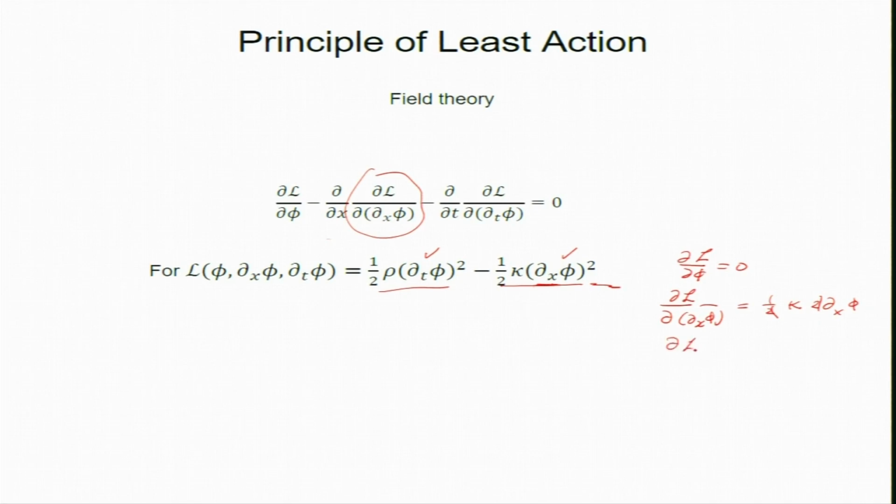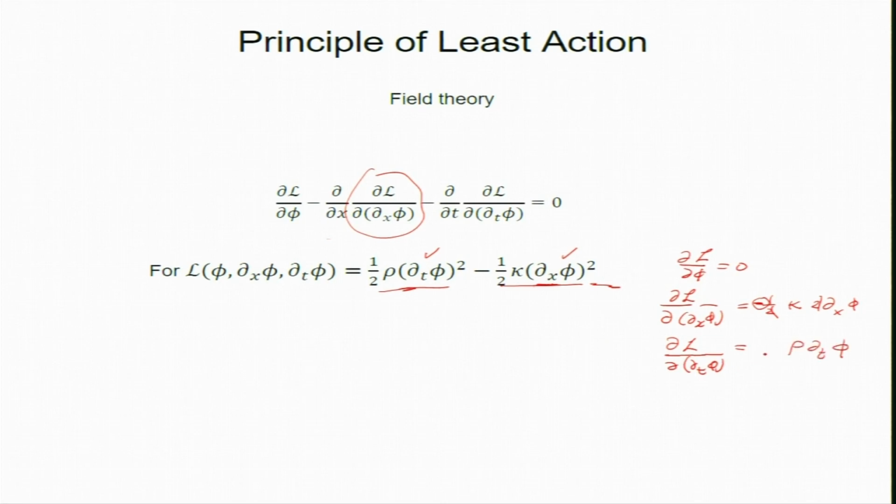Similarly, what is partial L partial of dt phi? This is a minus sign, I am sorry, there is a minus sign here in L. So, I will get partial L partial of d phi dt, which acts on that term, and I will get minus rho dt phi.